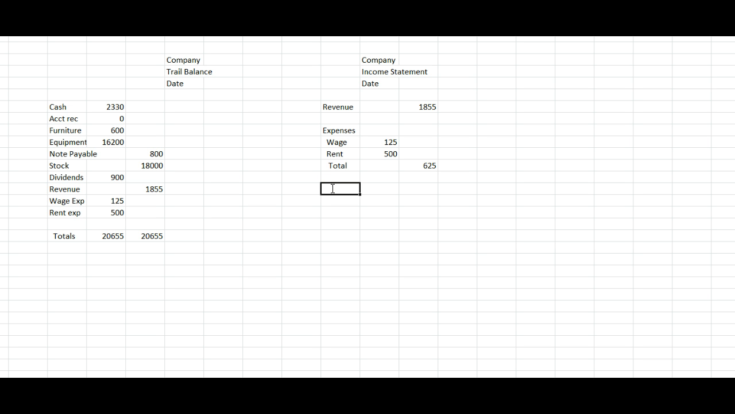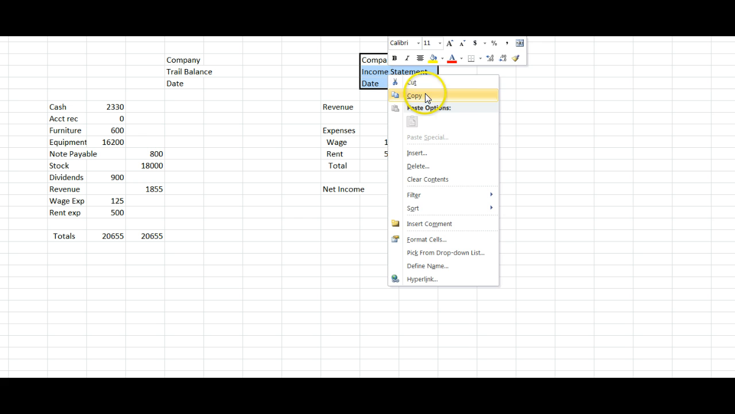Okay? So if our revenue is larger than our expenses, we have a net income. And that looks to be the case right here. So what I'm going to do is take our revenue and subtract our expenses, and our net income is $1,230. Everyone see that? All right, good. From here, that's our first statement, the income statement.